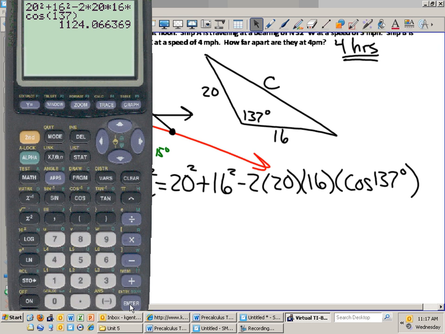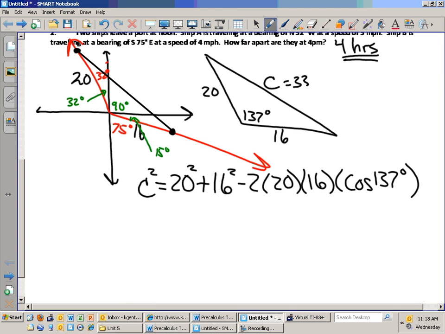Done. Is that my distance? What do I have to do? Square root. Yeah. You guys are super smart. 33.53. 33.53 miles. That wasn't too bad, was it? That's all you got to do for that.